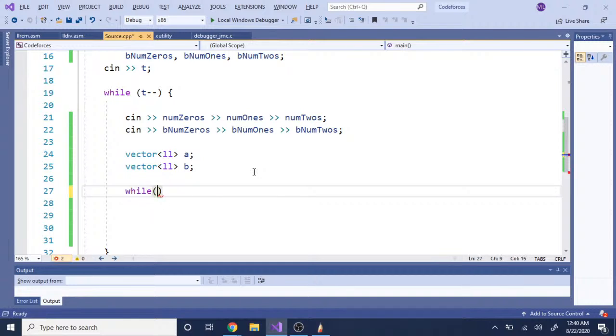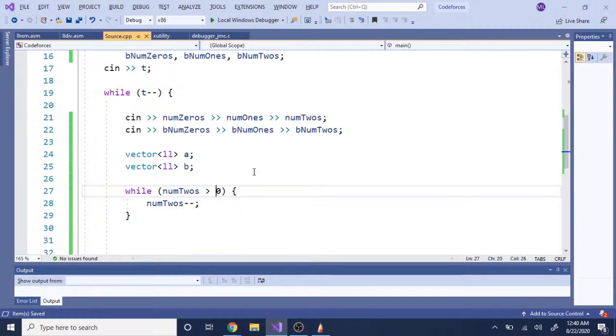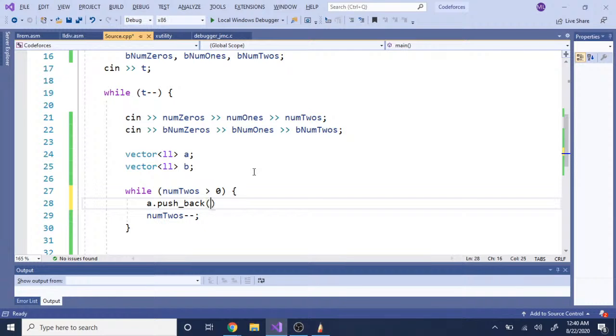For a, let's go through the number of 2's. So while number 2 is greater than 0, number 2 is minus minus. So this is for a, and I'm going to push back a 2. And then for b, I'm going to push back a 1. So let's see. Both of these, I'm going to do this.